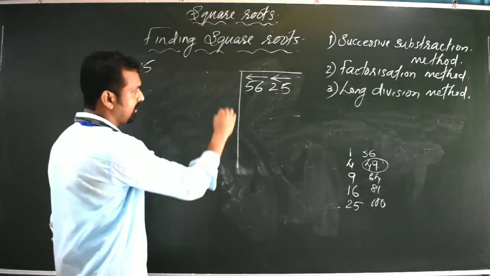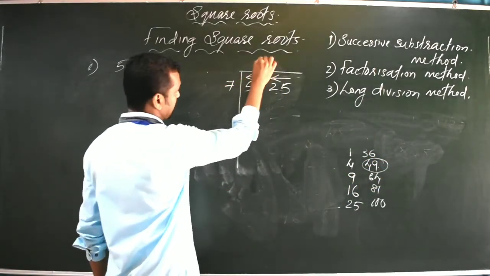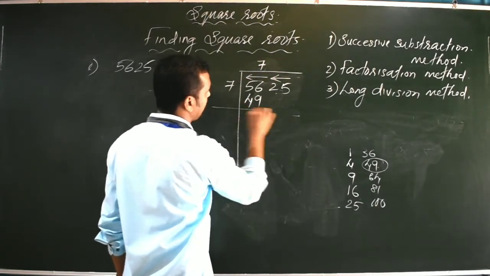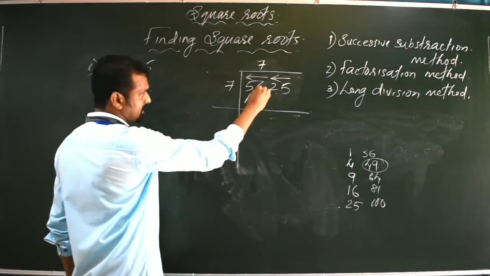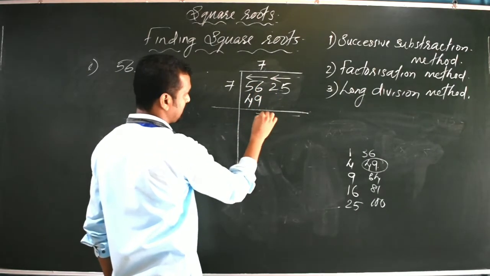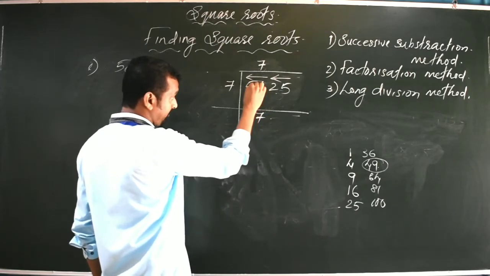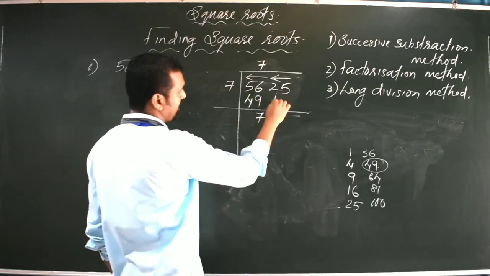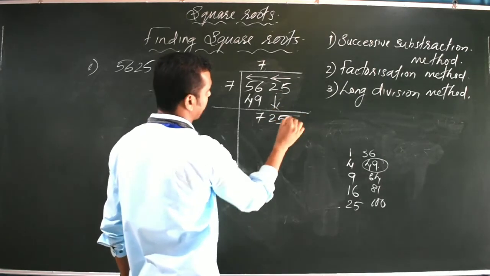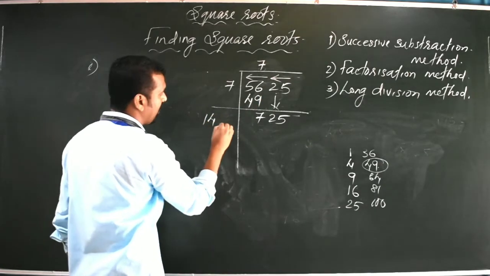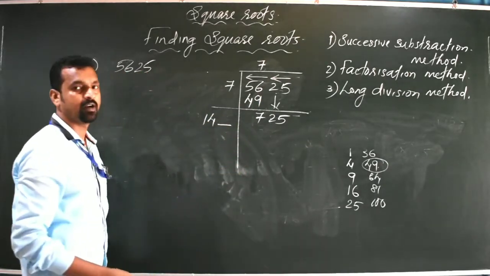49. So 49 we can write as 7 into 7. 7 7s are 49. Now subtract this one. 16 minus 9, 16 minus 9 is equal to 7. 5, then 4 minus 4 is equal to 0. 1 we have taken there. Now bring down the next pair, that is 25. 7 plus 7, 14. Now one digit we have to find out here.